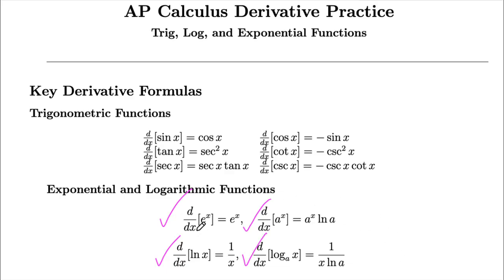Some of you may want to experiment here, and you will basically realize that if you just let a equal e in this case, and same thing here, you would just get these formulas. So it's really up to you whether you want to memorize these conceptually or if you just want to memorize them as they are. I think for most students, it's easiest just to memorize these four.